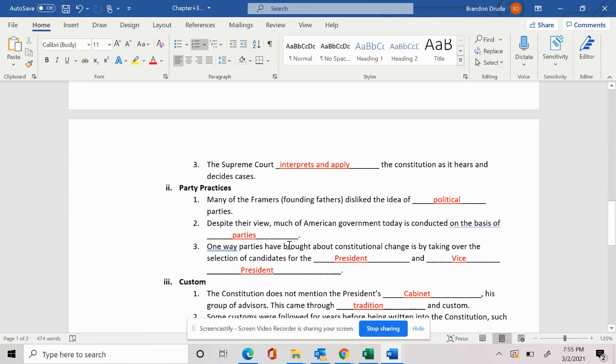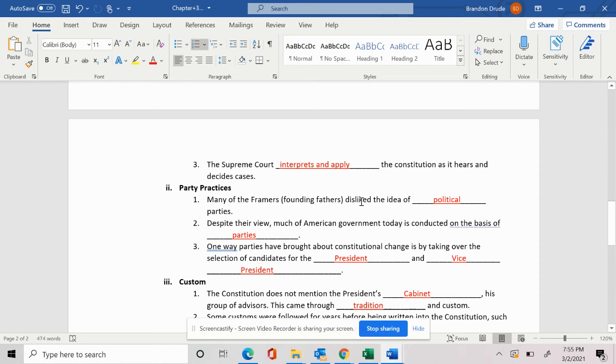So now we're going to talk about party practices. Many of the framers, and when we say framers, we're talking about the people that framed the Constitution, or we could just call them founding fathers, did not like political parties. They hated political parties. They thought that they were evil. They thought they were bad.